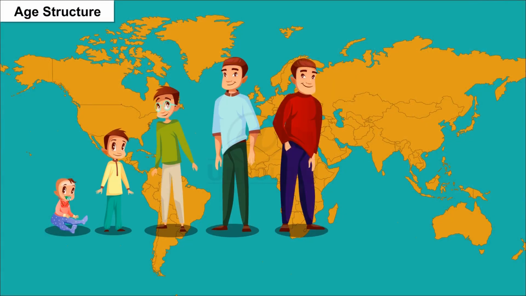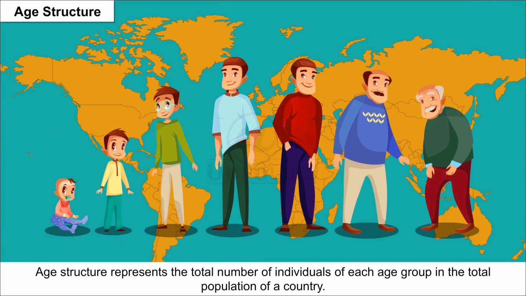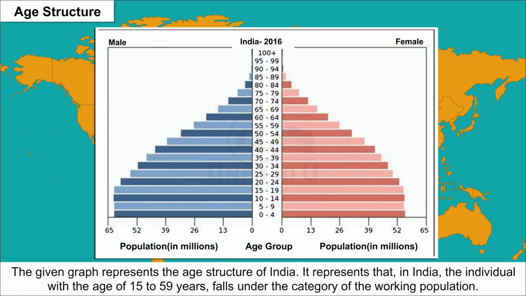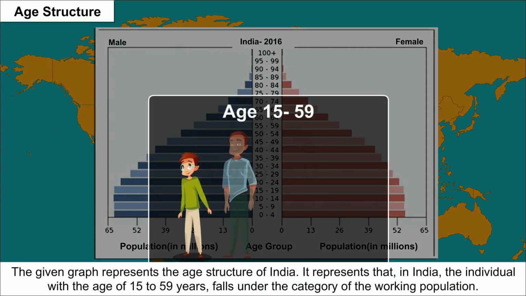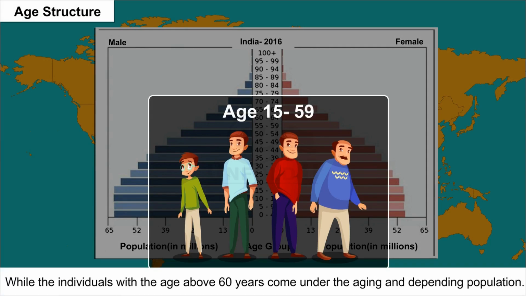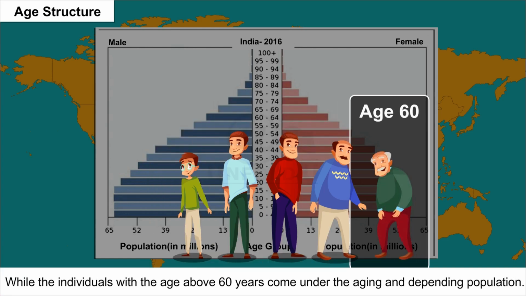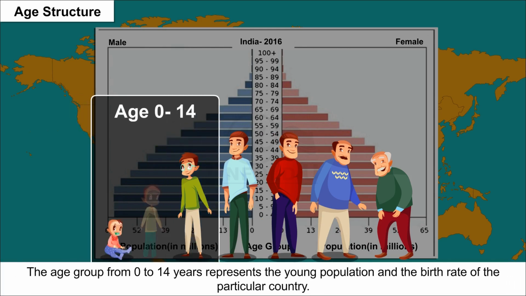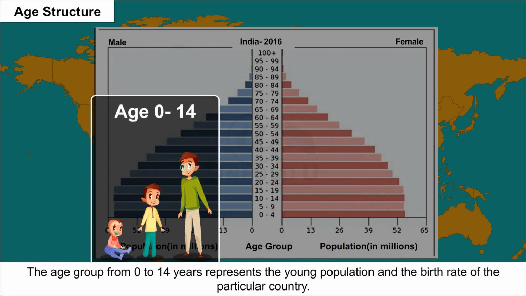Age structure. Age structure represents the total number of individuals of each age group in the total population of a country. The given graph represents the age structure in India. It represents that in India, the individuals with the age of 15 to 59 years fall under the category of the working population, while the individuals with the age above 60 years come under the aging and dependent population. The age group from 0 to 14 years represents the young population and the birth rate of the particular country.